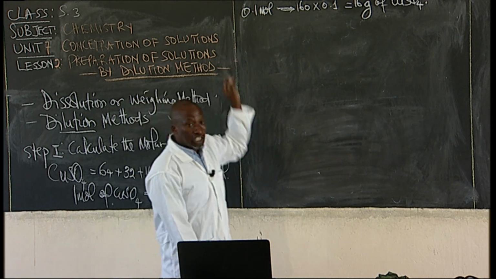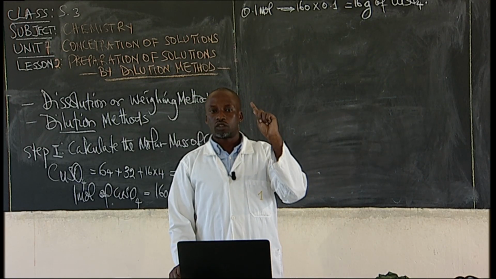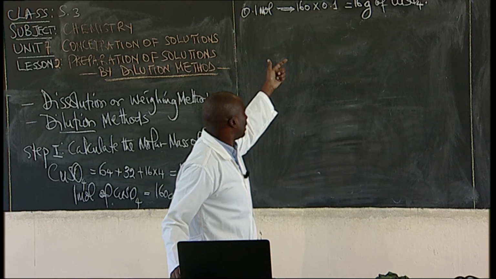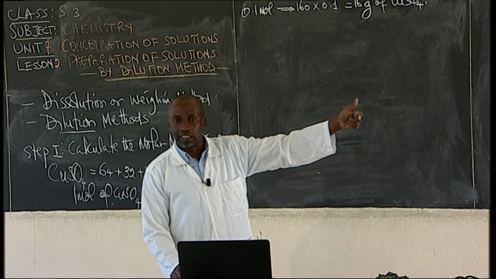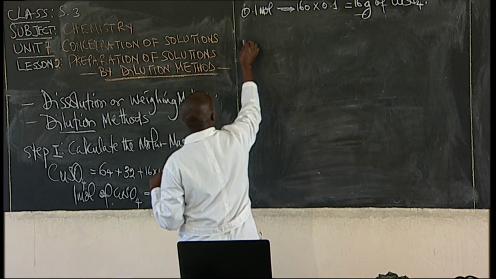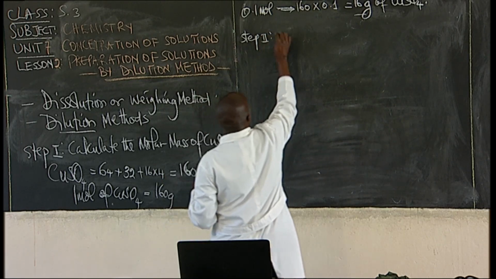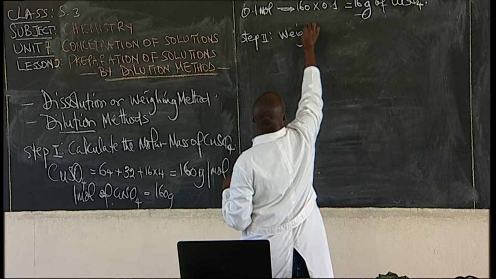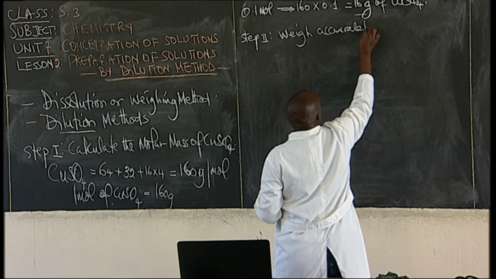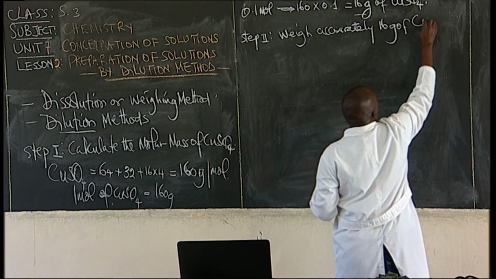And this 0.1 mole, remember, it is in 1 liter. So that means 0.1 mole, that is the molarity, was in 1 liter. So what you do, that is the second step: weigh accurately 16 grams of copper 2 sulfate.